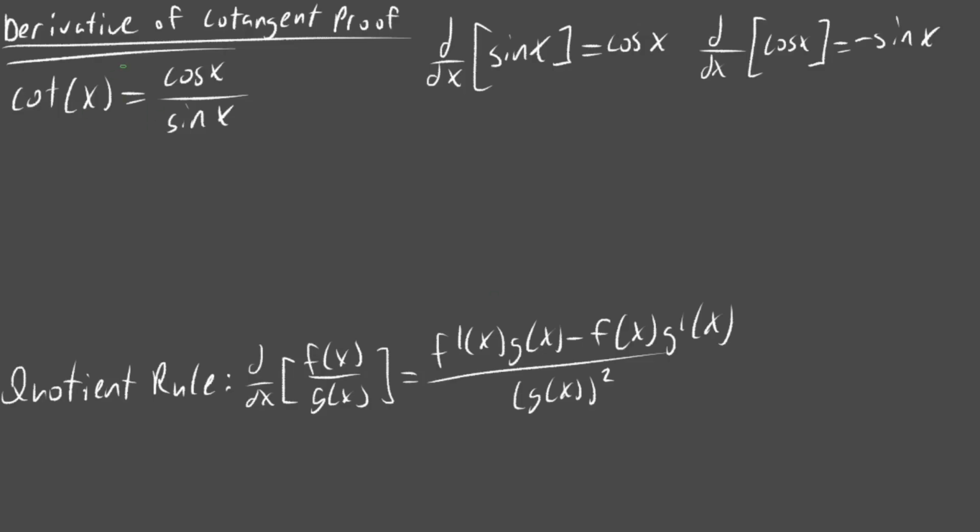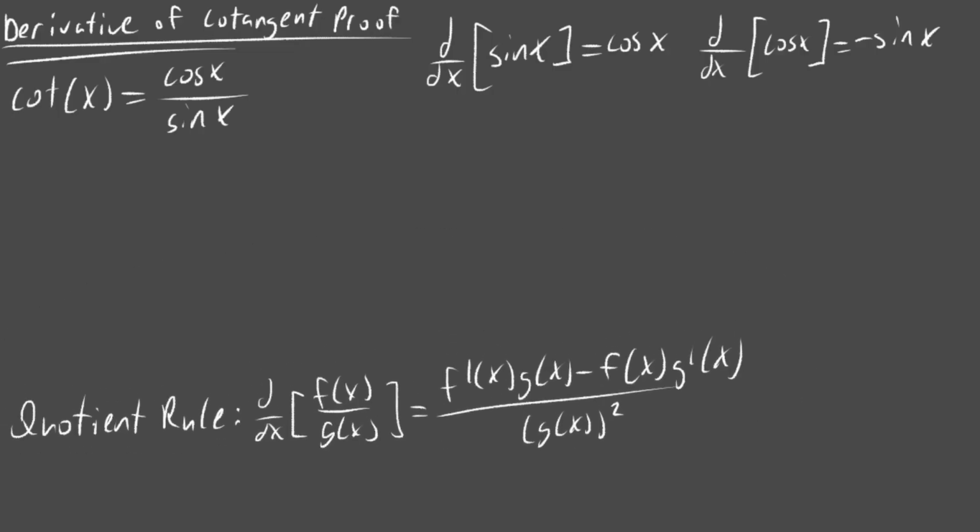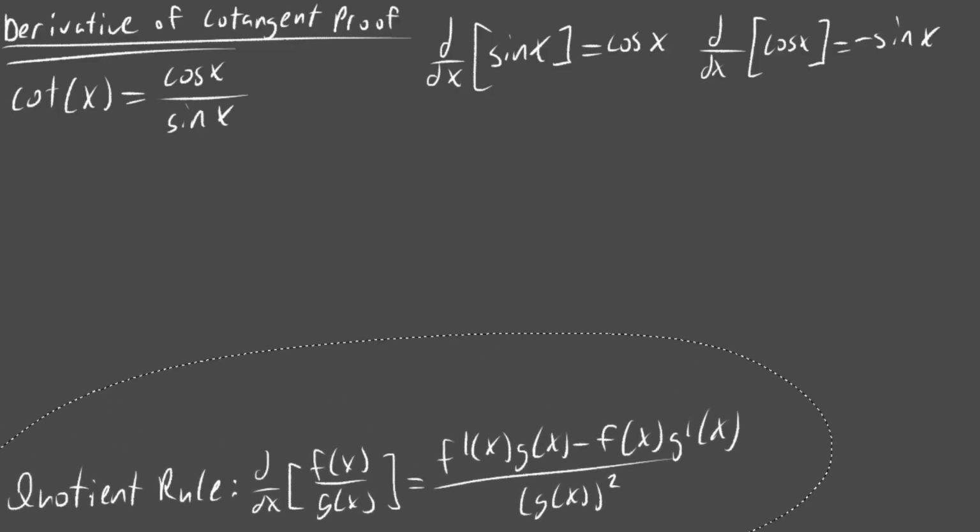And it looks like we can just use the quotient rule in combination with our knowledge of the derivatives of sine of x and cosine of x. So let's actually go ahead and do that. Real quickly, I'm going to move this down a little bit so we have more room. I don't expect that we'll run into problems, but you never know.